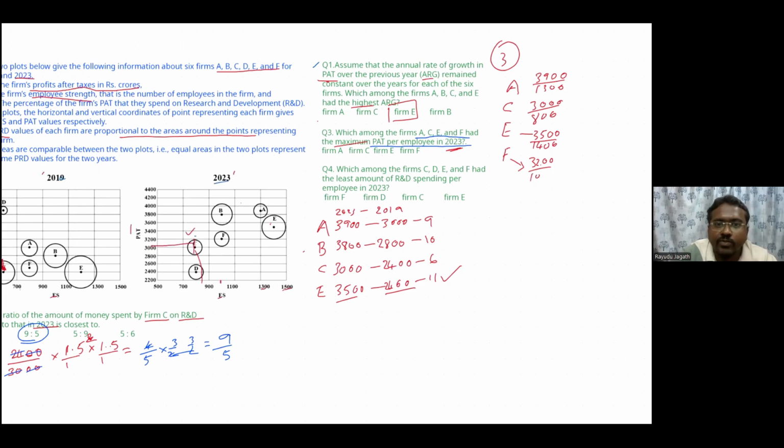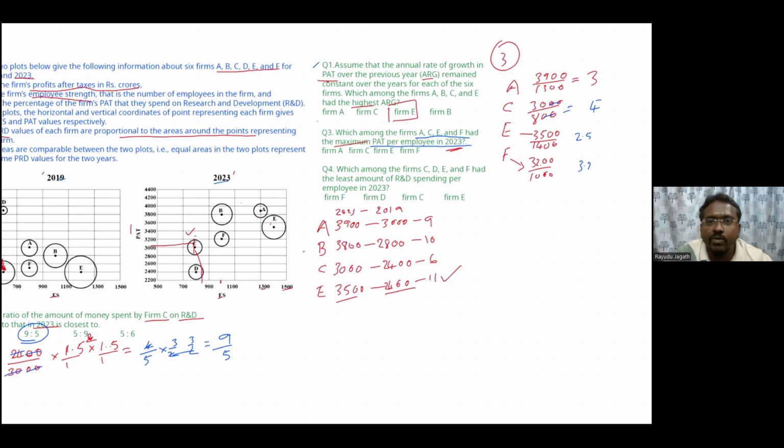If we observe all together quickly, zeros got cancelled. 3,900 by 1,300 is equal to 3. Next, 800: 3,000 by 800, 0 got cancelled, 30 by 8, 15 by 4, which is almost 4. Next, 3,500 by 1,400 is 35 by 14, which is around 2.5. And 3,200 by 1,000 is around 3.2, which is bigger.